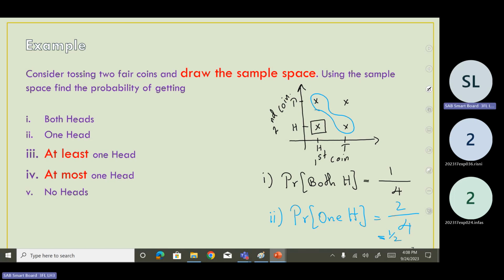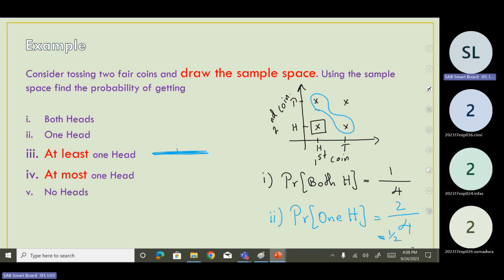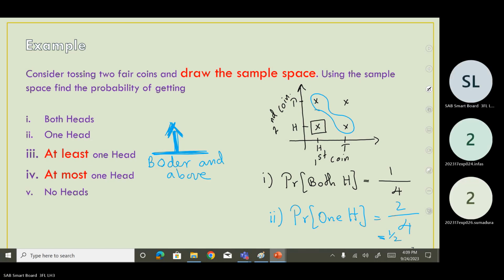So next one, at least. What do we mean by at least? At least is border and above. Border and above is at least. At least one head means one head or more heads. At least one head: one head or more heads.